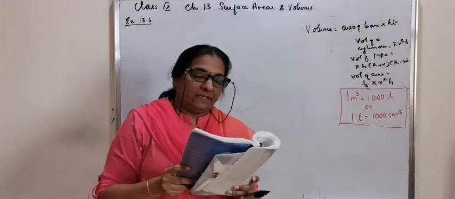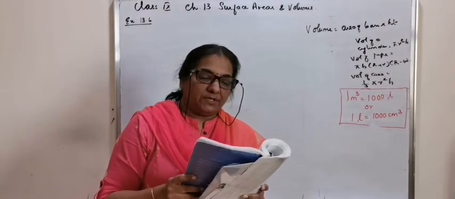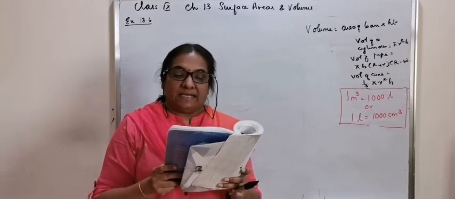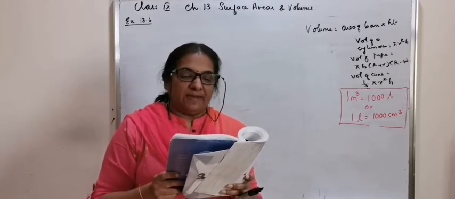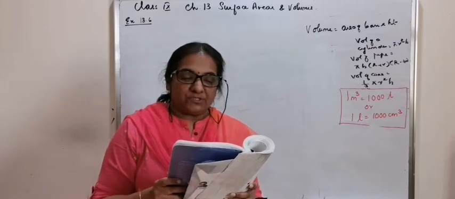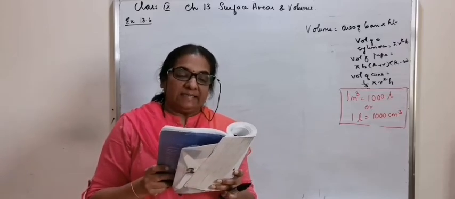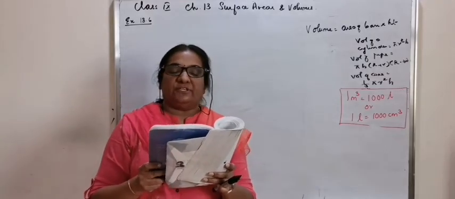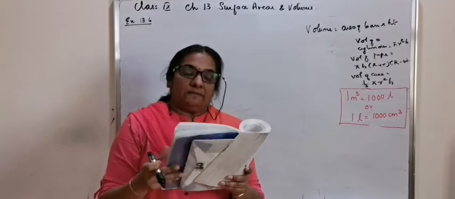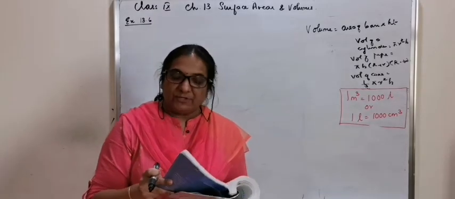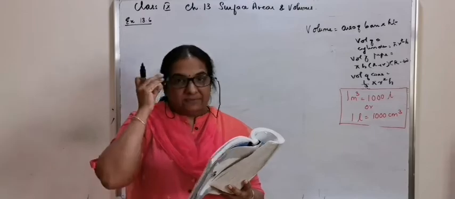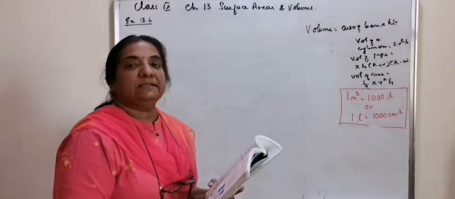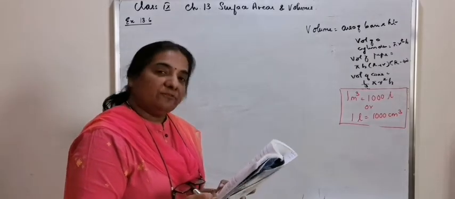Question number 5. It costs rupees 2,200 to paint the inner curved surface area of a cylindrical vessel 10 meter deep. If the cost of painting is at the rate of rupees 20 per meter square, find the inner curved surface area of the vessel, radius of the base and capacity of the vessel. So now the cost per meter square is given to you, the total cost is also given to you, and the inner curved surface area has to be found out.